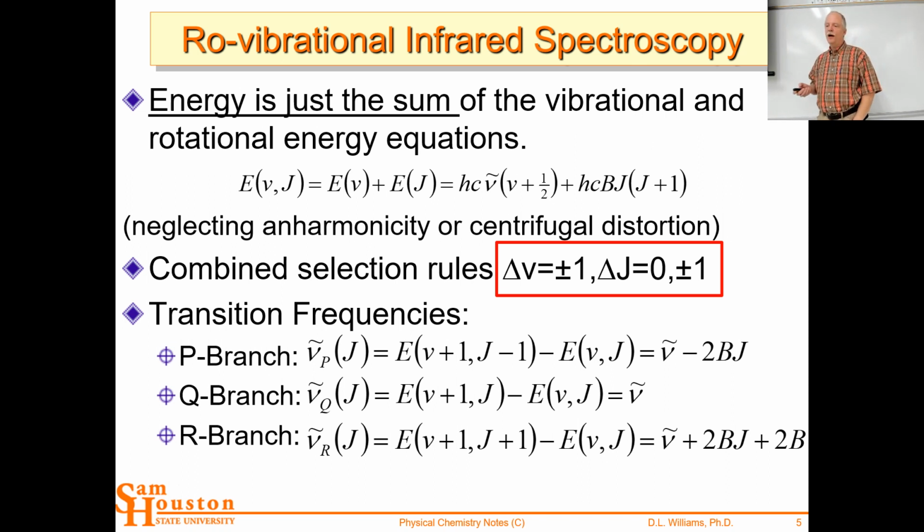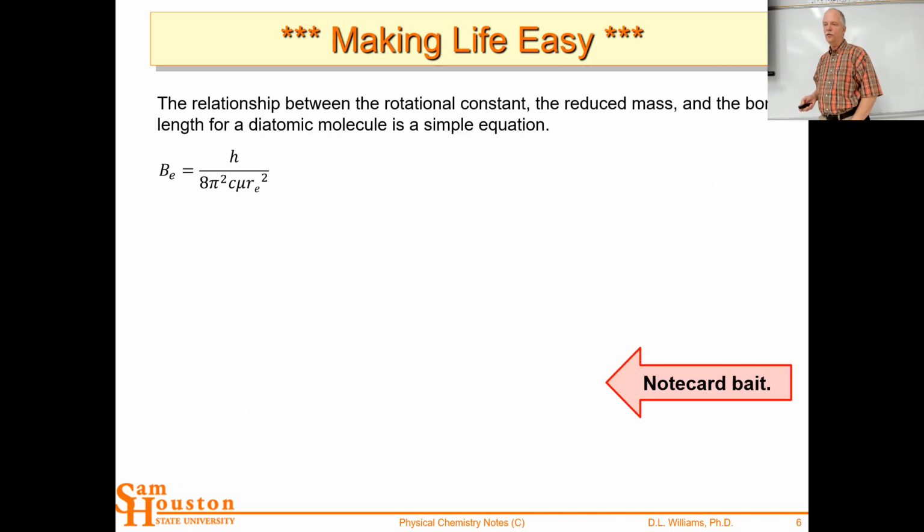Now you could do that all by hand, or we could use Excel, and we could assign those J values, and we could run a linear regression to get the slope as it depends upon J. That slope is 2B for the direct vibrational experiment. Raman is going to be 4B. I put this in here and basically told you this is note card bait.